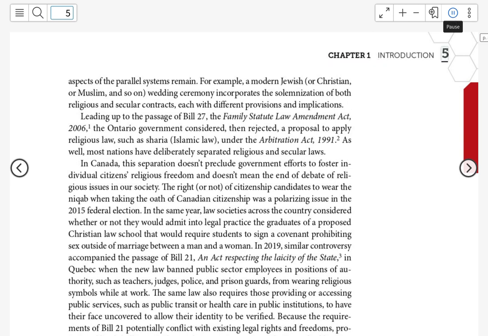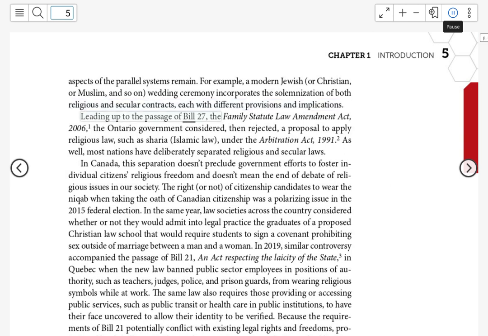Chapter 1 Introduction 5. Aspects of the parallel systems remain. For example, a modern Jewish, Christian, Muslim, and so on, wedding ceremony incorporates the solemnization of both religious and secular contracts, each with different provisions and implications.